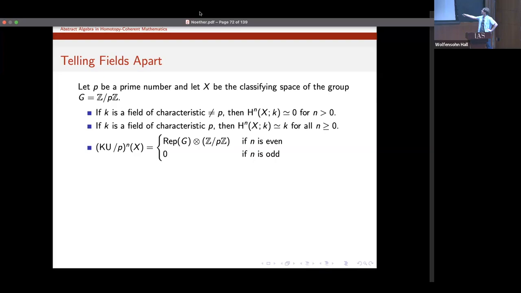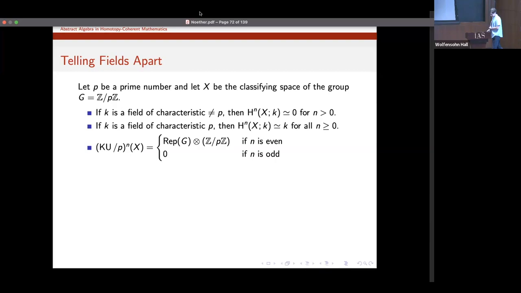So G is this cyclic group. It has exactly P irreducible representations. And so this is a free FP vector space on a basis of size P. And well, complex K theory is periodic with period two. So you get the same answer in every even degree, and you get, it turns out, zero in every odd degree.